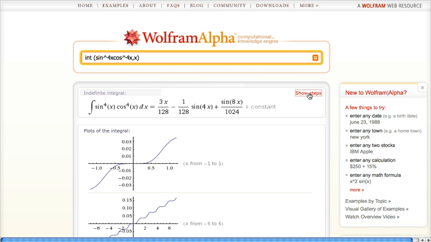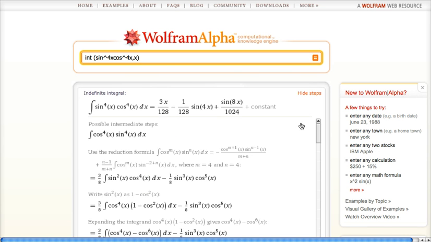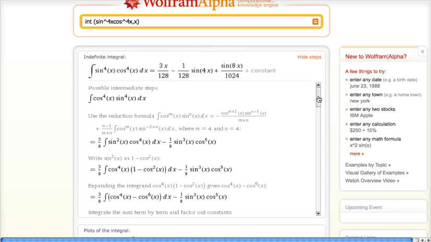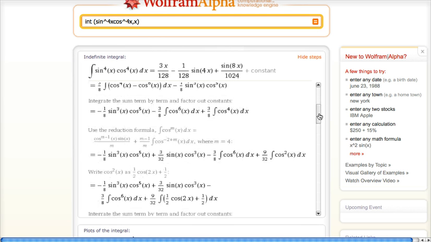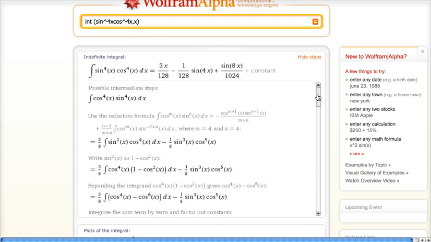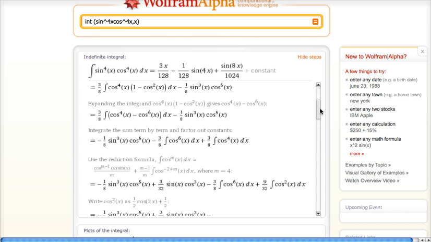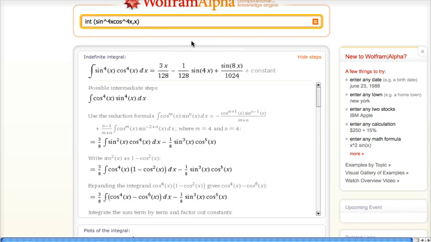But you see that show steps link. Well, if you click on that, then it's going to show you all the steps that Wolfram Alpha took to evaluate that integral. So we got to start thinking differently about homework. For example, it says that it starts by using a reduction formula, then it uses an identity, then it does some expanding, and then again it does some factoring. So it takes us through all those steps.